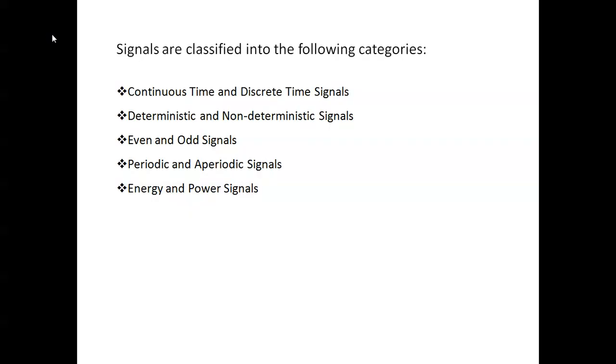In previous videos we've seen system classification and the problems of system classification. In this one, we will see signal classification and the problems available in signal classification. First of all, we have to see what the classification of signals is. The categories are continuous time signal, discrete time signal, deterministic and non-deterministic signal, even and odd signals, periodic and aperiodic signals, and energy and power signals.